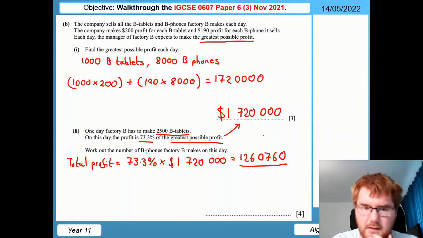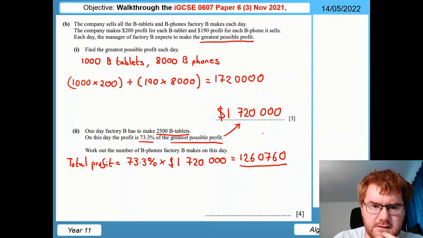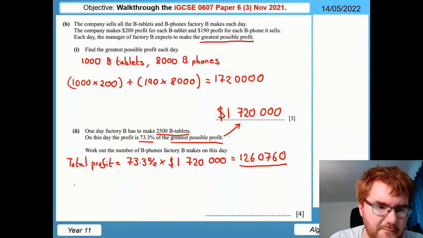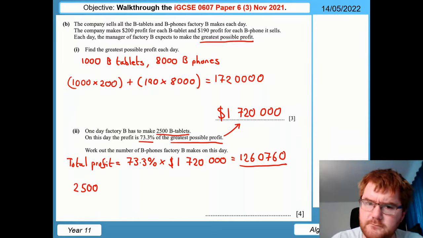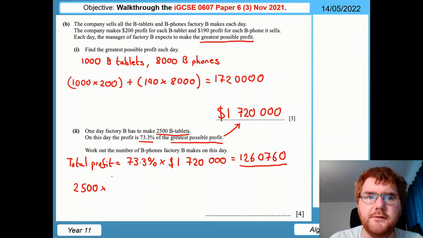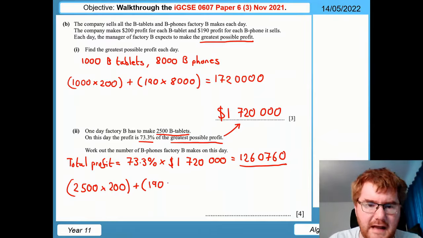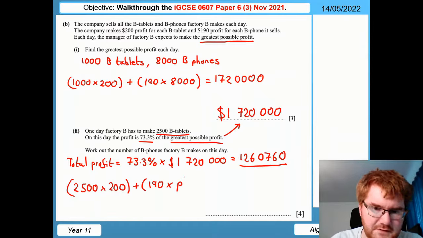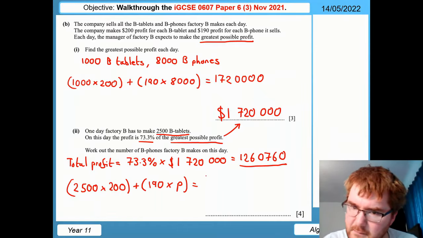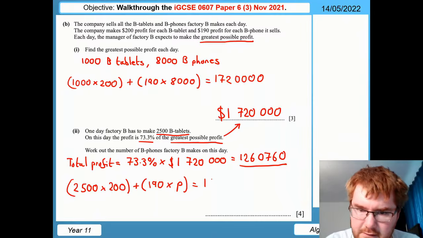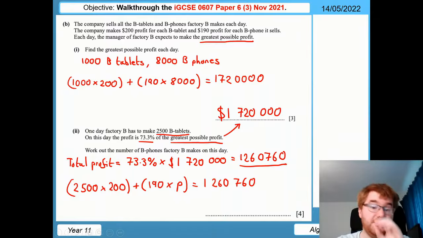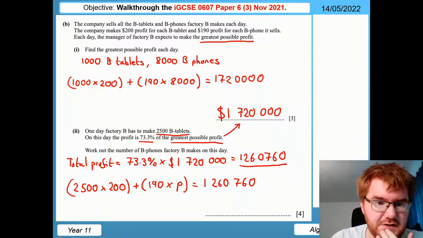So let's now set this up so we can actually work out what's going on. So we've got one day, factory B is producing 2,500 tablets. So the profit from that is going to be 2,500 multiplied by the profit made on tablets, which is 200. Put that in brackets. Plus 190, which is the profit per phone. We don't know how many phones, so I'm just going to put a P for phones. And that needs to be equal to this big number we just produced, 1,260,760.